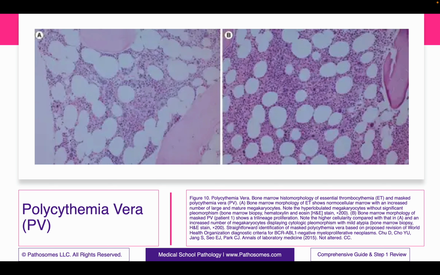You see all the megakaryocytes? Do you see all the erythroid precursors? Particularly in B, because the one in the A panel is what we expect to see in normal situations.